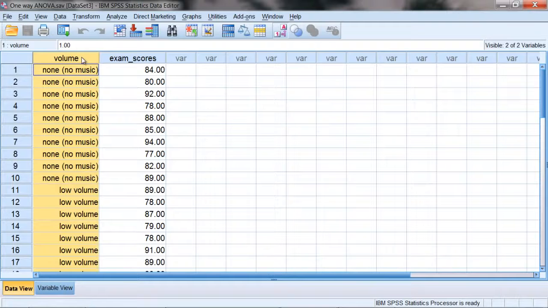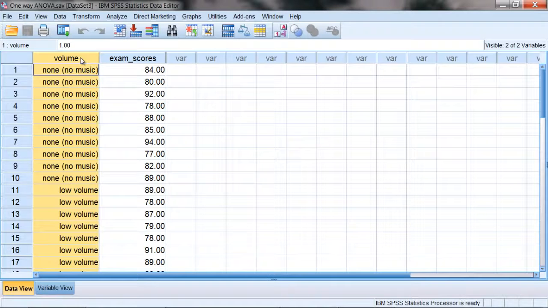Now the one-way ANOVA, the one way, stands for one independent variable, where in this example, as I'd said before, the independent variable is volume. And our independent variable consists of three groups: no music, low volume, and high volume. These groups can also be called levels, that's L-E-V-E-L-S. So we have three levels to our independent variable.